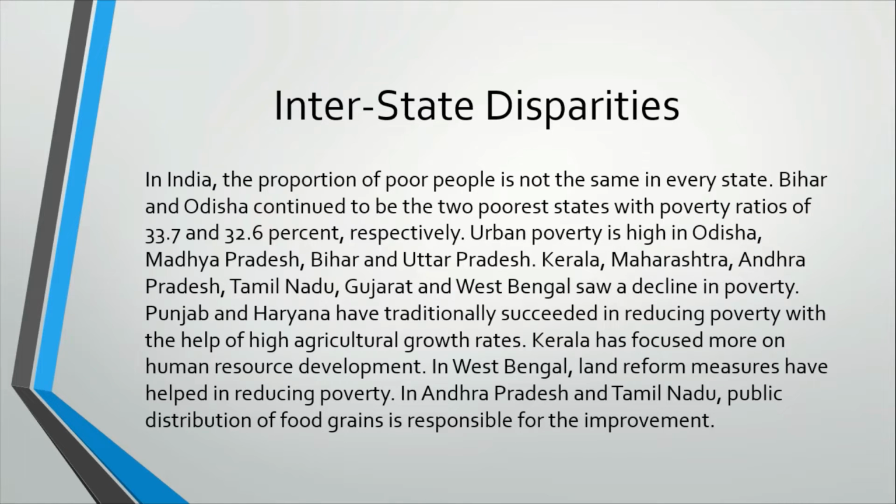Punjab and Haryana have traditionally succeeded in reducing poverty with the help of high agricultural growth rates. Kerala has focused more on human resource development. In West Bengal, land reform measures have helped in reducing poverty. In Andhra Pradesh and Tamil Nadu, public distribution of food grain is responsible for the improvement.